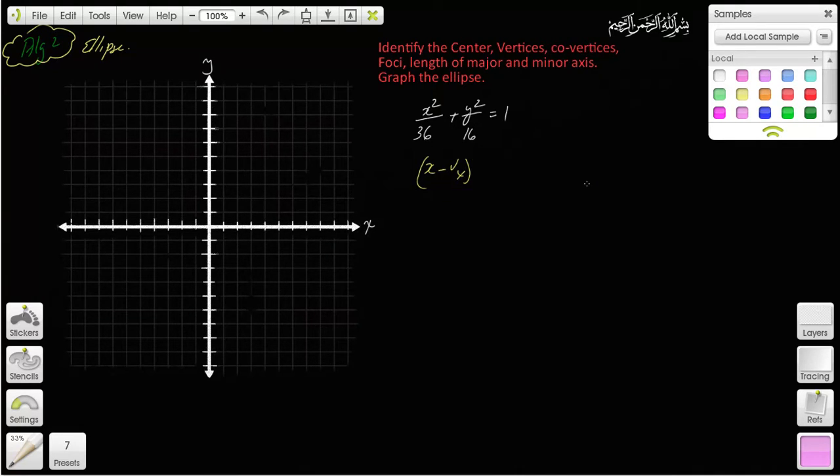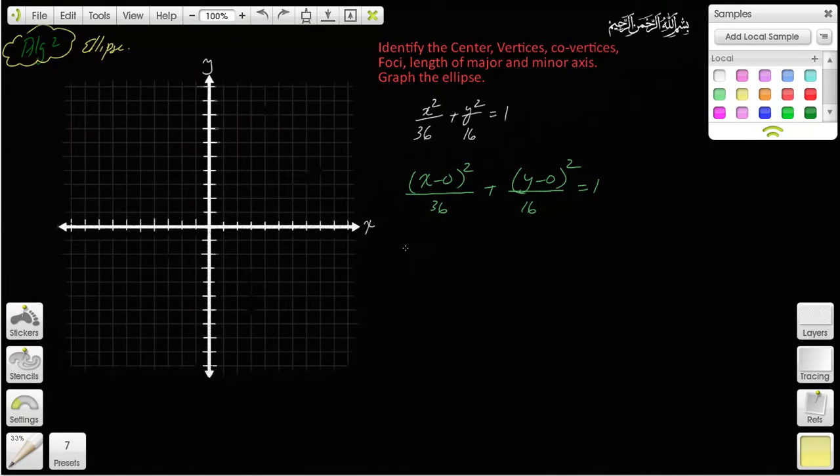So the first thing we have to do is recognize that this is an ellipse and it is centered at the origin. So it's like (x minus 0) squared over 36 plus (y minus 0) squared over 16 equals 1. The first thing, which is very critical to be able to graph this, is to recognize it in the proper form. We have to turn the right side into 1 if it's not. So it's a 1.